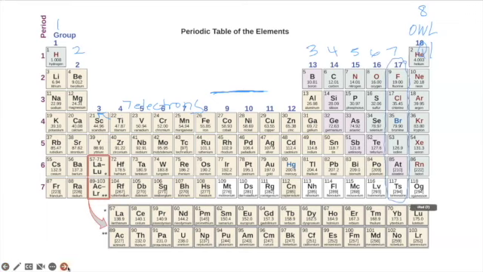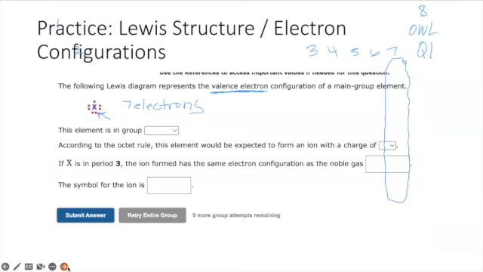So let's go back to this page. I know there's a lot of writing. Again, I apologize. Let me erase some of this. So this first part of this question is asking you what group it's in. So for my specific one that I'm solving for, it's in group 17. If you had 2 valence electrons, you'd be in group 2. So you have to use that periodic table to figure out where you're at.